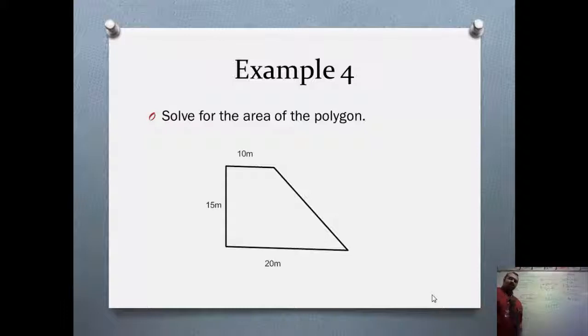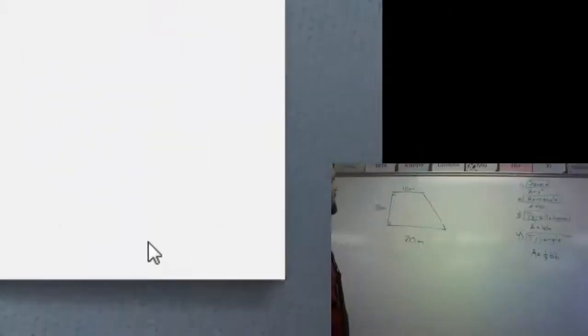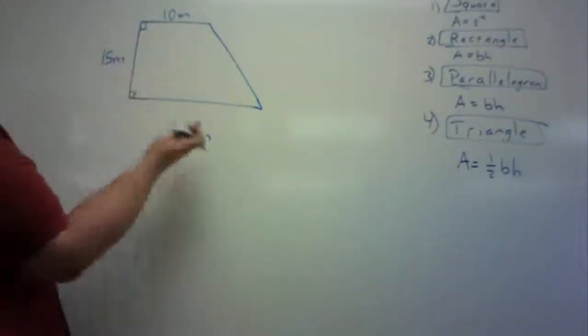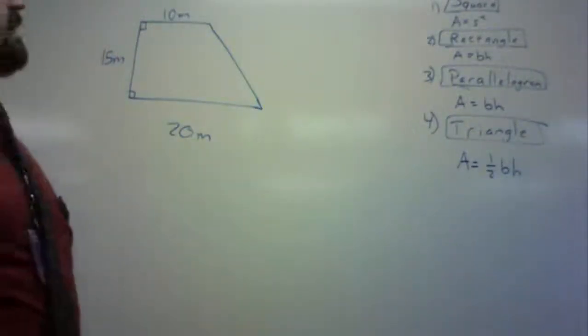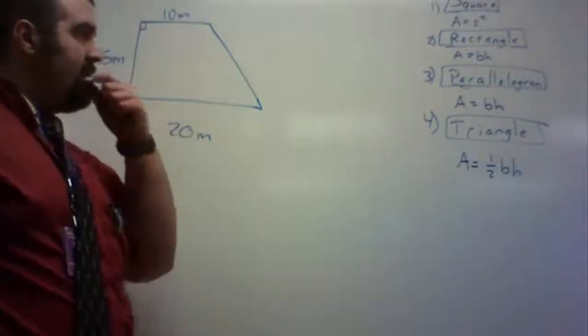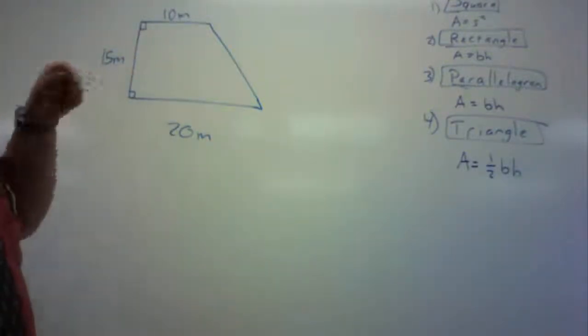Now, one of the last few examples we have, at least for this section, is going to apply this and the ideas we started with. It says solve for the area of the polygon. So all I'm looking for is the area of this polygon. The first thing we have to do is draw it and figure out which equation lines up with it. I look at my shape. Based on this information, it's a trapezoid, because this line and this line have to be parallel because they're both perpendicular to this side.